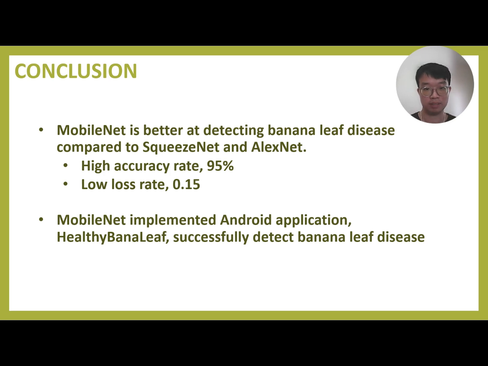In conclusion, MobileNet is better at detecting banana leaf disease compared to SqueezeNet and LSNet CNN algorithms because it has a high accuracy rate of 95% and low loss rate of 0.15. Besides, MobileNet implemented in the Android application, Healthy Banana Leaf, has successfully detected banana leaf disease.